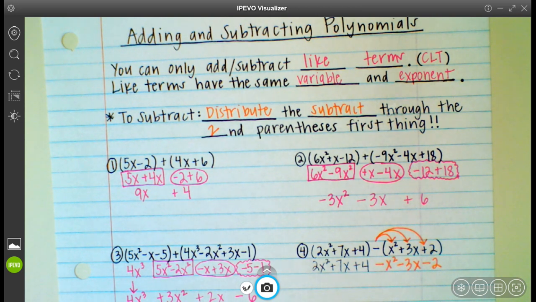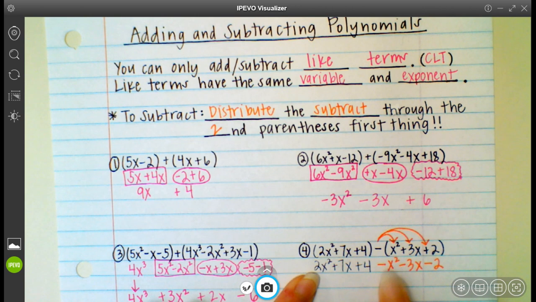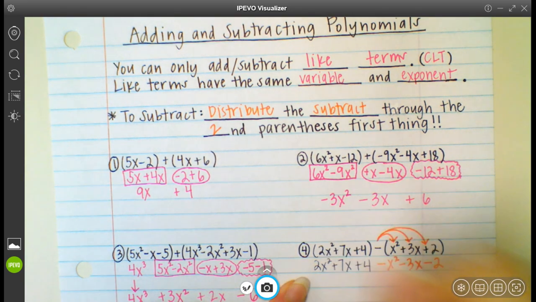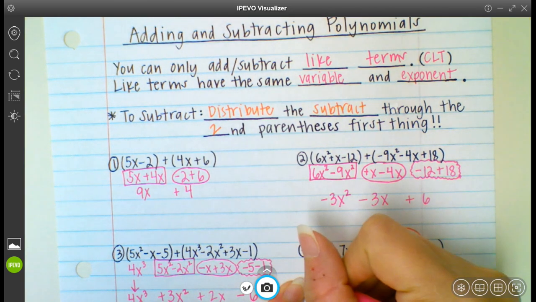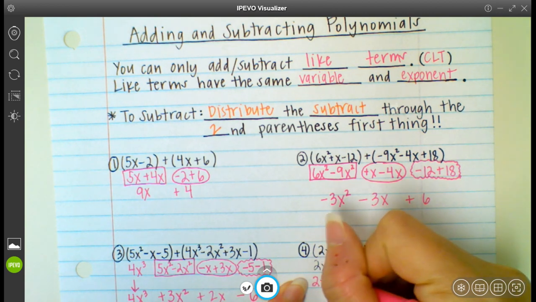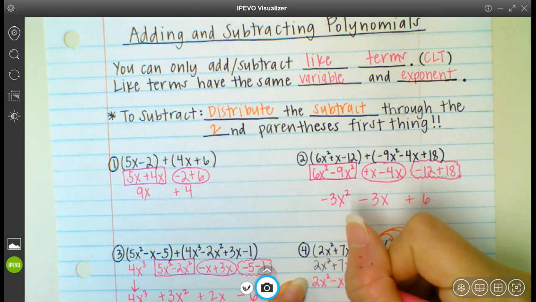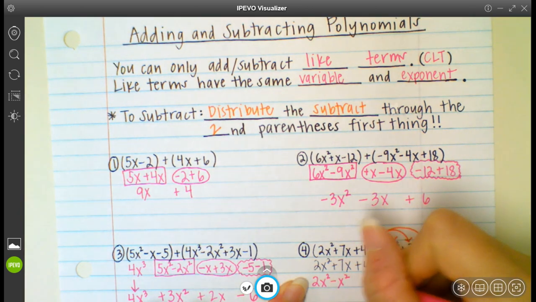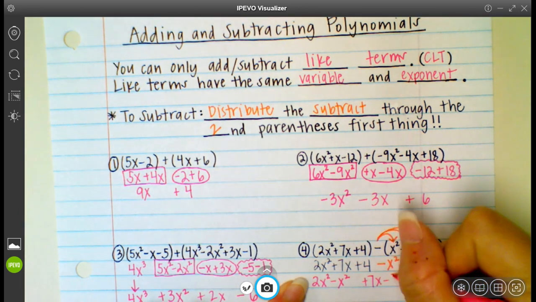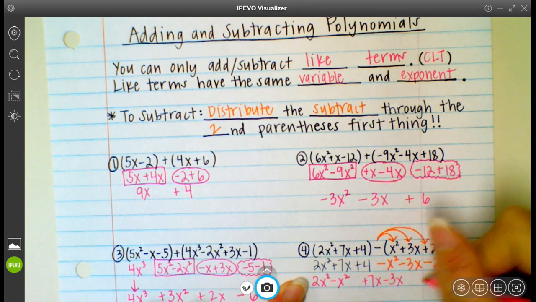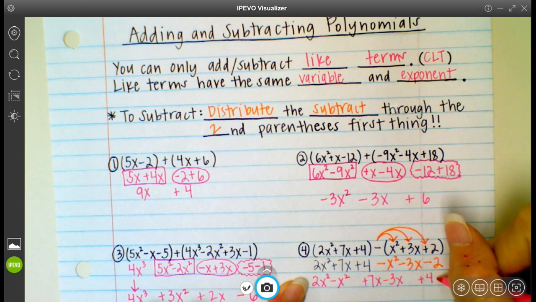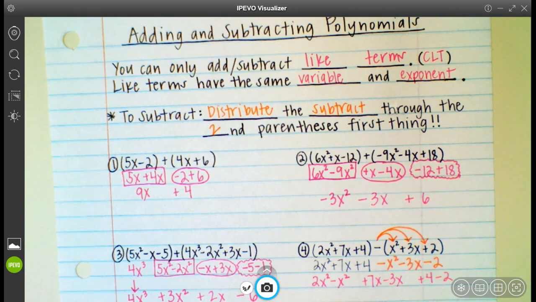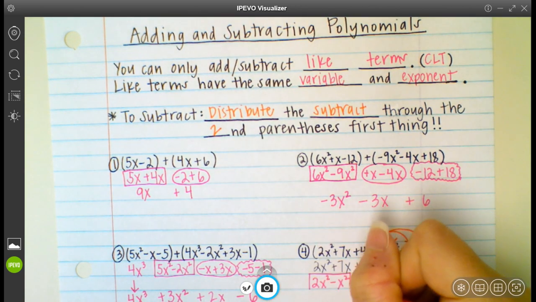So now since we have our lineup, let's group them together. So we see a 2x squared and a minus x squared. So we're going to partner those two together. We also see a plus 7x and a minus 3x. We also see a positive 4 and a minus 2. So let's combine these like pieces.